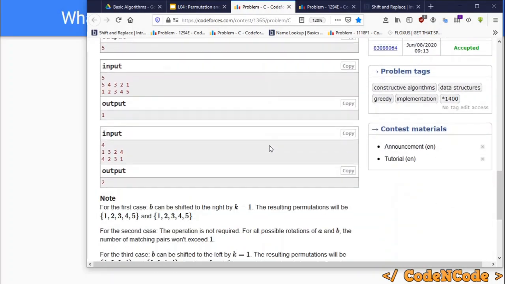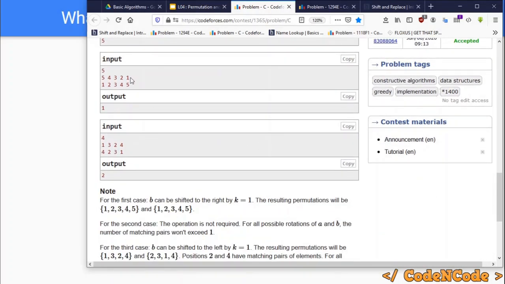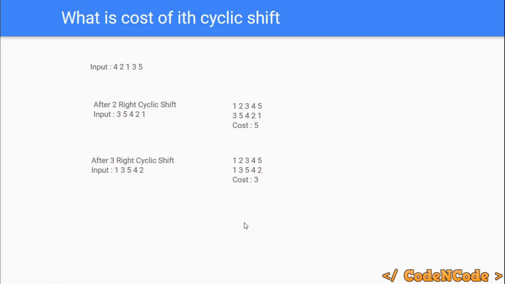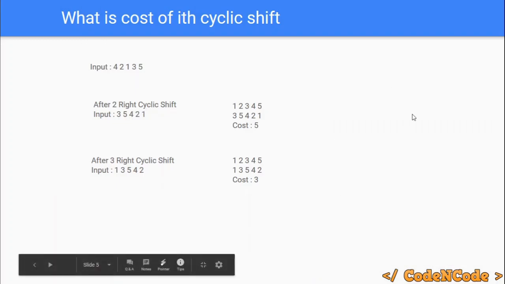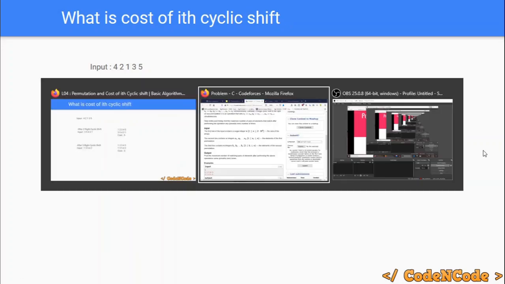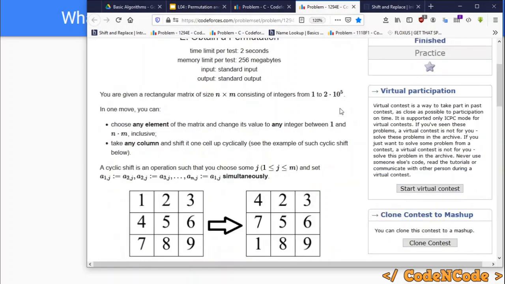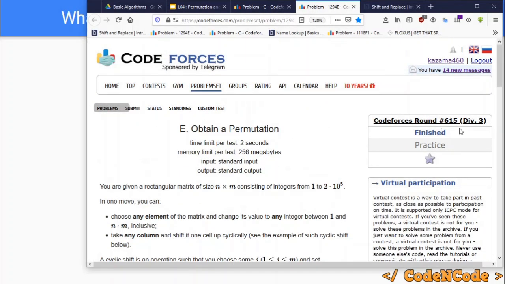So you can perform right or left shift any number of times on the first series and on the second series, and you have to maximize the matching. Basically the ith element must match as much as possible. So we'll be using the same technique that we will be studying in the lecture for this concept. This was for this problem, and now take a look at this problem which appeared in round 615 Div 3.